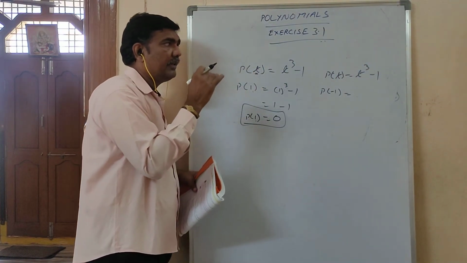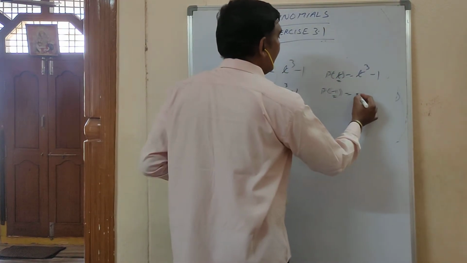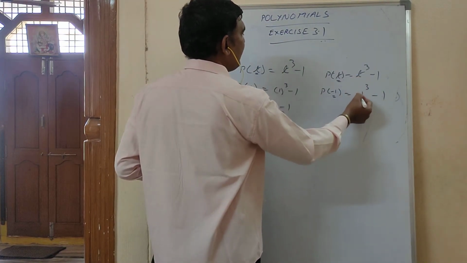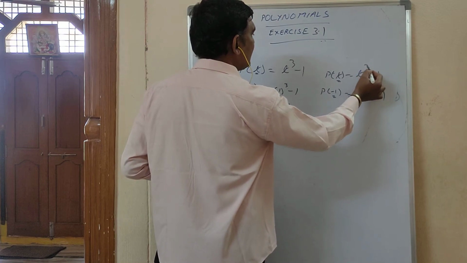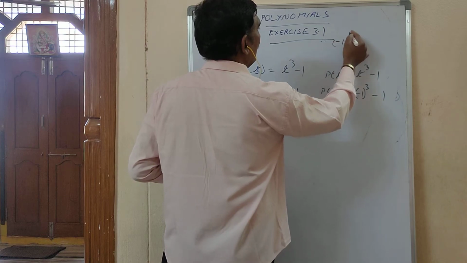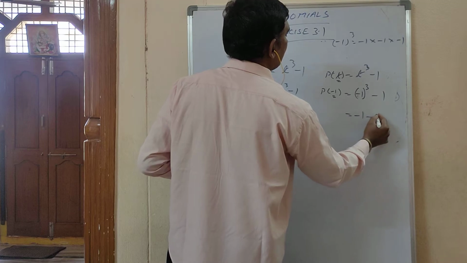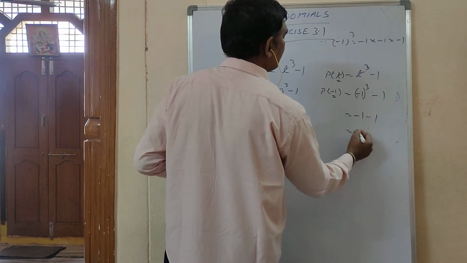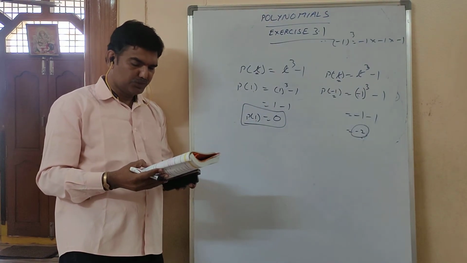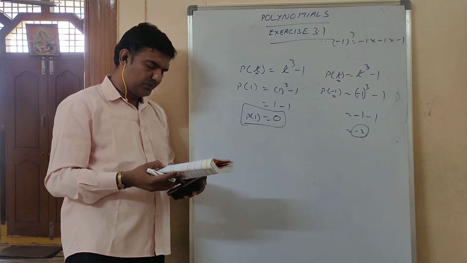Next, P of minus 1. Again, what do you have to write? In place of t you should write minus 1. You should not write minus 1 cube like this. T means minus 1, and the power 3 is for the entire t. So you have to write minus 1 whole cube, which means minus 1 into minus 1 into minus 1. So you get minus 1, and minus 1 is minus 2? The value of P of minus 1 is minus 2. Like that you can write P of 0, P of 2, P of minus 2, etc.